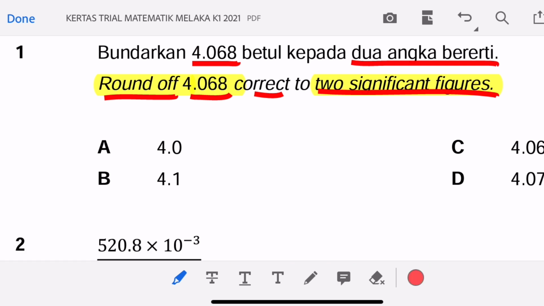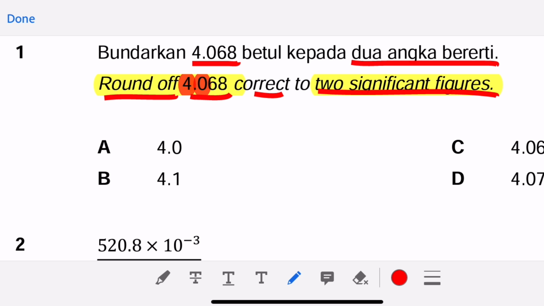For significant figures, 4 is significant. Okay, you have a decimal, right? The 0 after the decimal is significant. So we have 2 already, right? After we have 2 significant digits, we will check the third one. The third one is 6. 6 is more than 5.